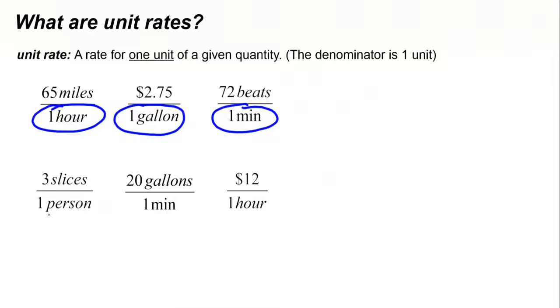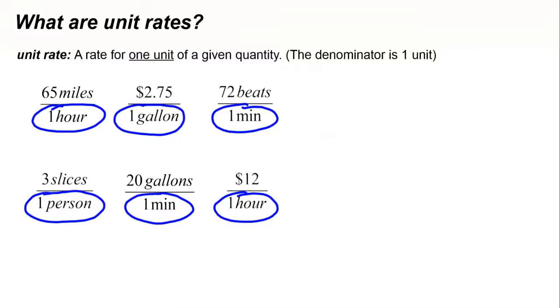If we're sharing some pizza, it's 3 slices for every 1 person, or 3 slices per person. That would be a unit rate because we're comparing the number of pieces that just one person gets. 20 gallons every 1 minute, or 20 gallons per minute, would be a unit rate. Or if you're working at a job and you earn $12 every hour, that would be $12 per hour. These are all unit rates because that denominator, or that bottom number, is 1.